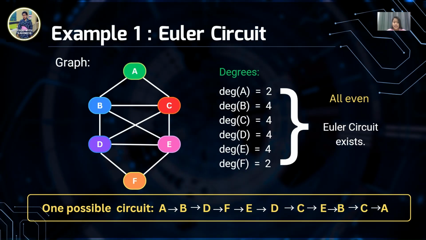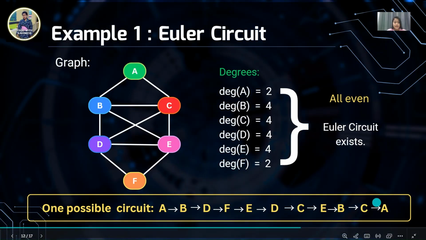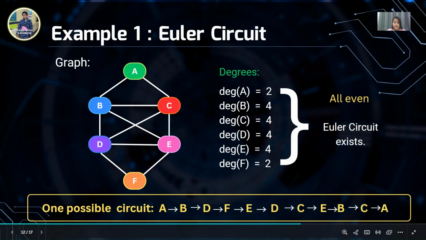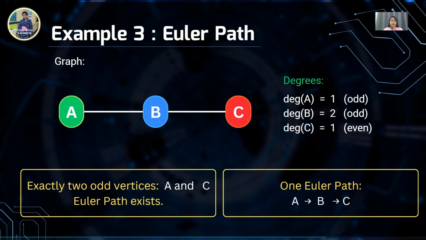Did we use every edge? Yes. Did we repeat any edge? No. Did we finish where we started? Yes, we started at A and ended also at A. Therefore, it is an Euler circuit. Now, let's look at an Euler path example.